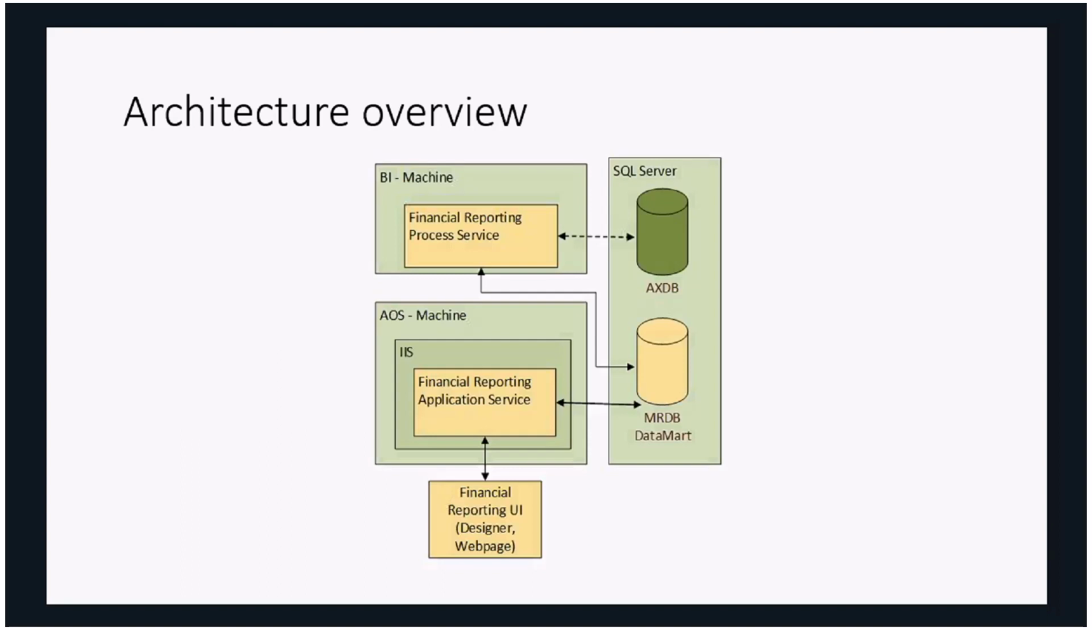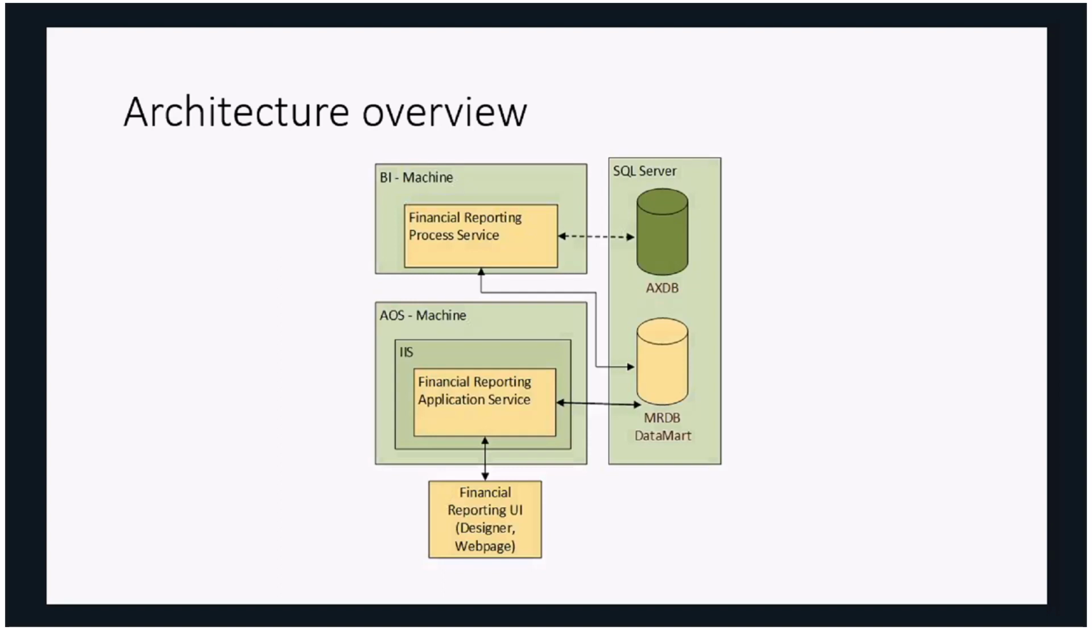But first, we'd like to give a little bit of an overview of how financial reporting is laid out in an installation. The example on the screen is what you might see in a production environment, but this could all be combined onto one machine in the case of a demo environment. So first, we have the BI machine. And on the BI machine is where the financial reporting process service lives.